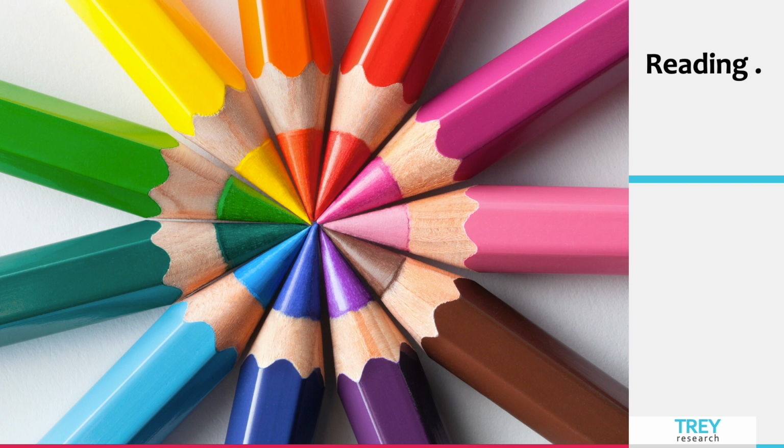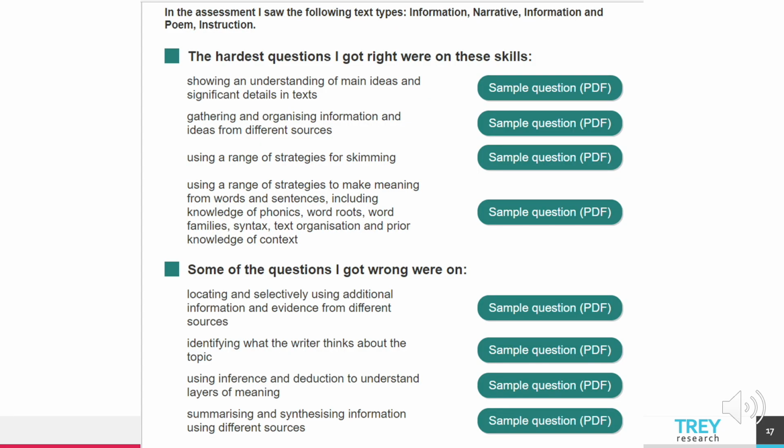These next slides are taken from the reading assessment feedback from a Year 5 pupil. And similarly to the numeracy procedural assessment, the assessments provide feedback identifying the hardest skills answered successfully and those answered incorrectly, allowing you to again click a sample question to support your child.